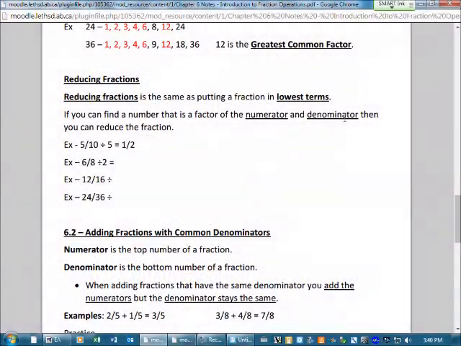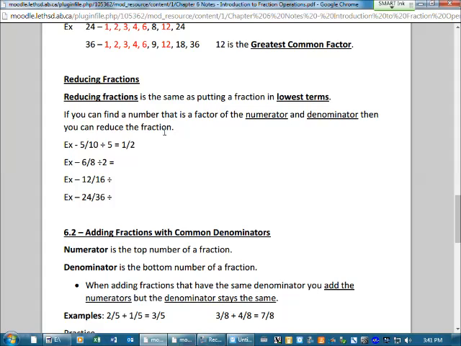Our next section is on reducing fractions. And we're going to use the same skills that we've been using, that of identifying factors of a number, identifying their common factors, and then, of course, identifying their greatest common factor. And that's where our greatest asset is being able to identify the greatest common factor.